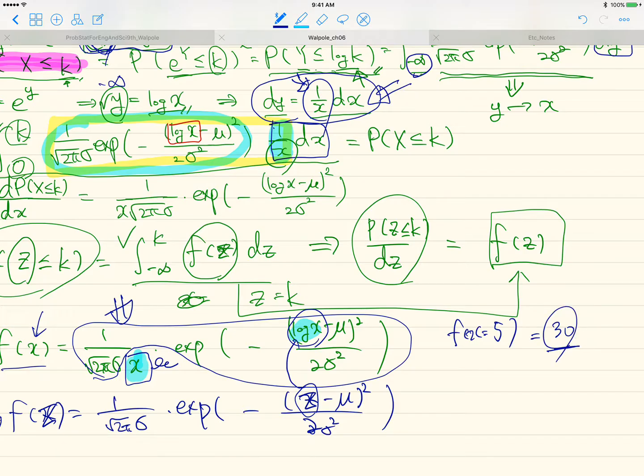But this velocity was for y, because y was following the normal distribution. And what is the velocity for x? The velocity for x is 30 over 6, because we have the additional variable x, okay? So your x value is changing or influencing your velocity. As x becomes larger and larger, it slows down your original velocity by the amount of the value x.